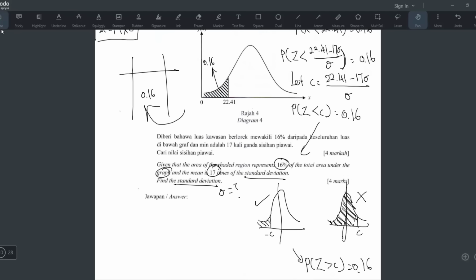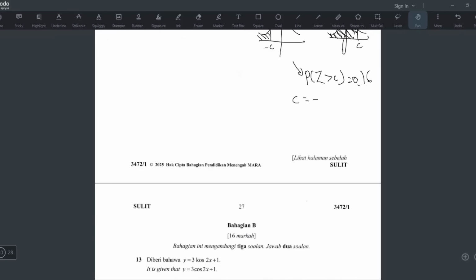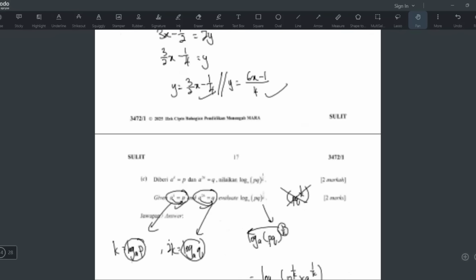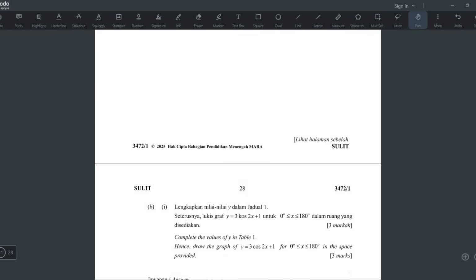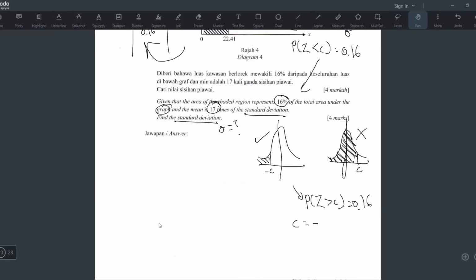Okay. Alright, I don't have, I think this set does not give the Z score table. So you have to wait for me a bit. Let me open from another state paper.